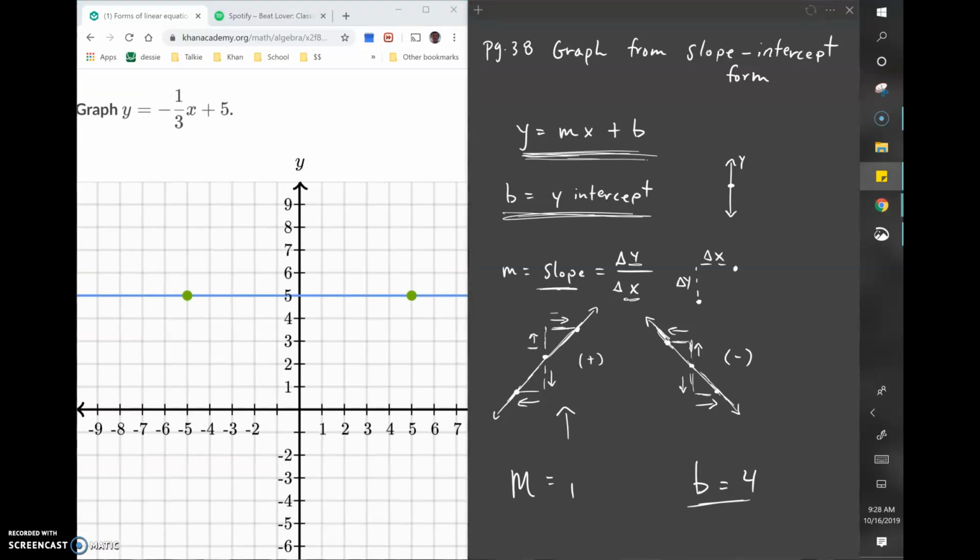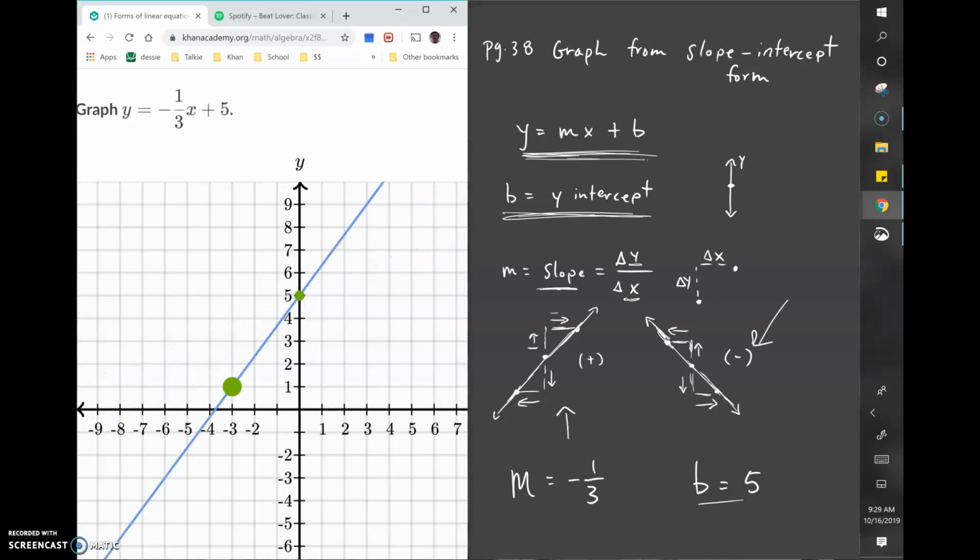Okay, last example. Hopefully you by now know, okay, cool, b is 5. That's easy, it's not being multiplied, and the slope here is negative 1 over 3. So let's go ahead and plot 5, done, and then it's a negative slope. So I'm either going to go up to the left or I'm going to go down to the right. I'm going to go ahead and go up to the left. So I'm going to go up 1 unit, and I need to go to the left 3 units.